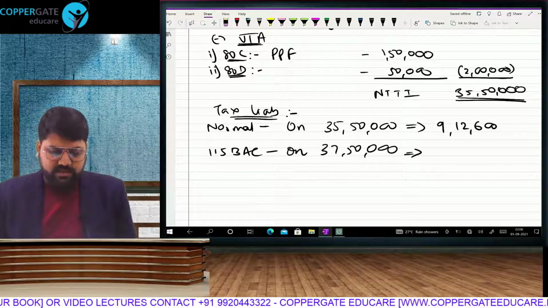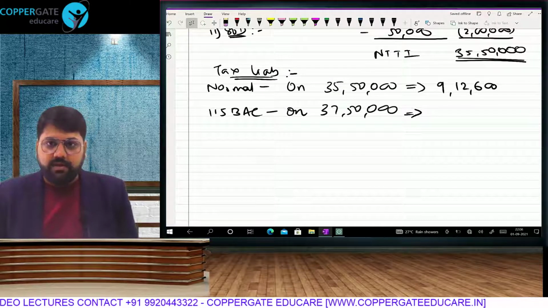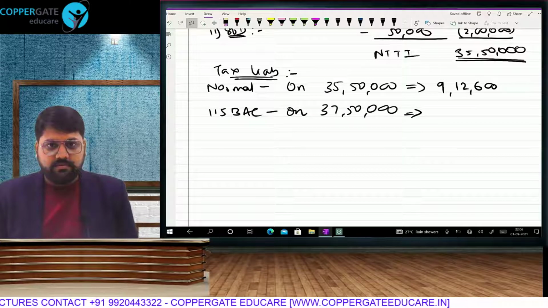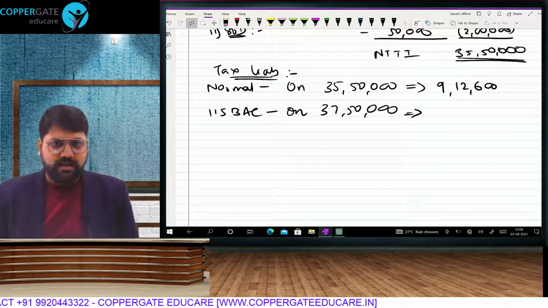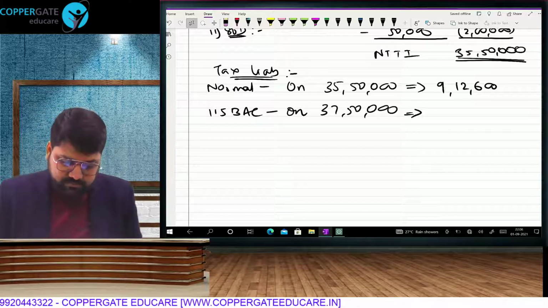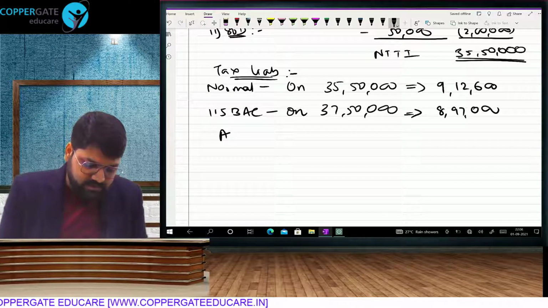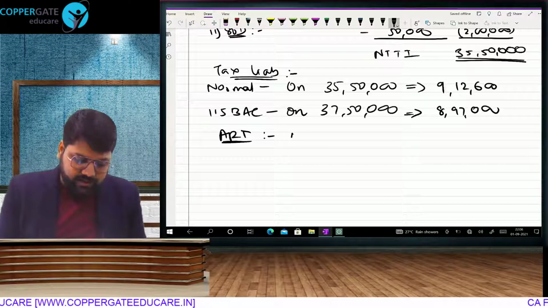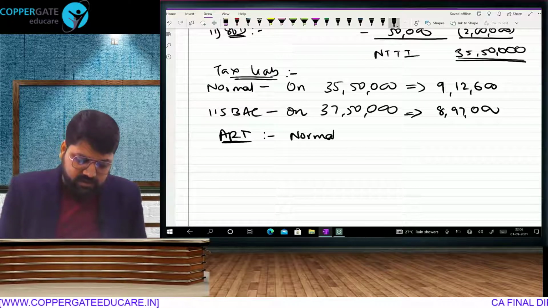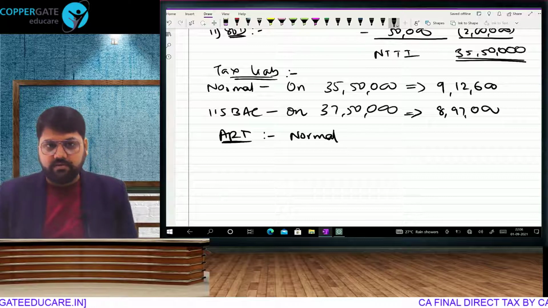And as far as the new regime is concerned, can I say 22,50,000 into 30% plus 1,87,500 plus 4%? How much do you get in the new regime? 8,97,000. Now what's our next step? Average rate of tax. Now tell me, as per normal, 9,12,600 on what? 35,50,000.